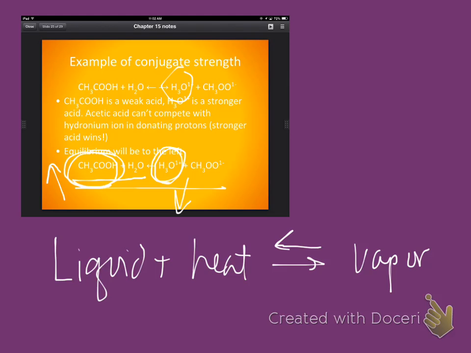more hydronium ions. Because acetic acid is a weak acid, it's not really good at getting rid of its proton. It's like a lousy gift giver. So it's going to tend to take that proton back because it just doesn't have the strength to push the proton away from it. So we're going to end up with equilibrium being over here on this side. Equilibrium always ends up on the side of the weak acid. You can think about it in terms of the strong acid wins. The strong acid is really good at pushing its proton away. The stronger acid will win.